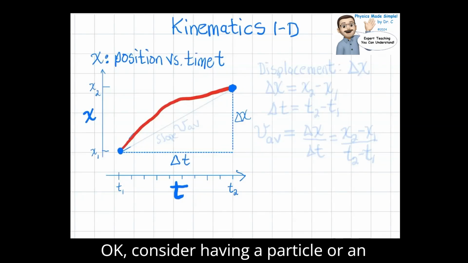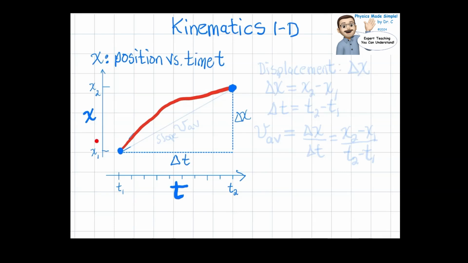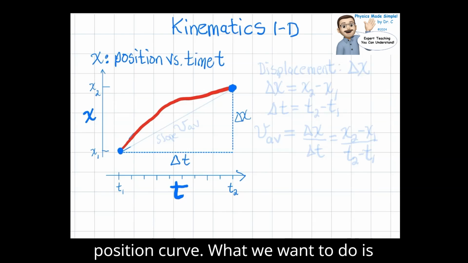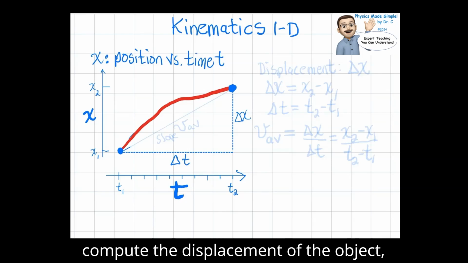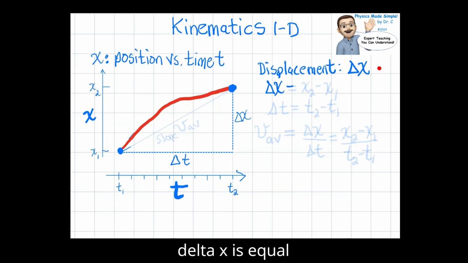Okay, consider having a particle or an object located at position X. X is here. We plot X versus time. This is the position curve. What we want to do is compute the displacement of the object, which is the change in position, delta X, where delta X is equal to x2 minus x1.